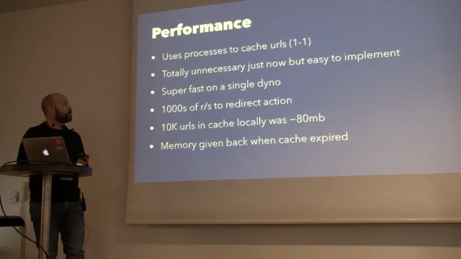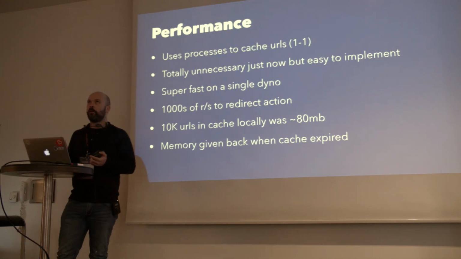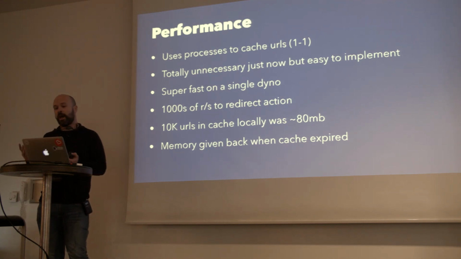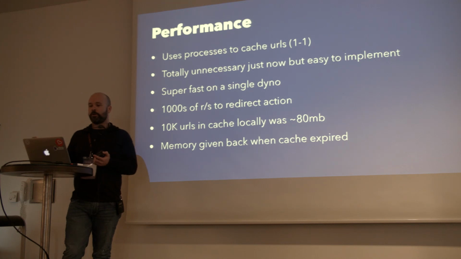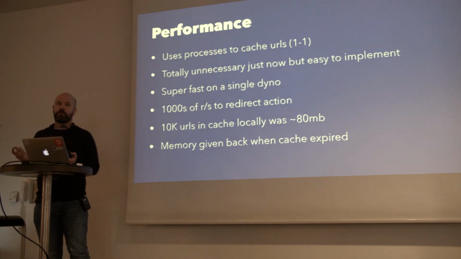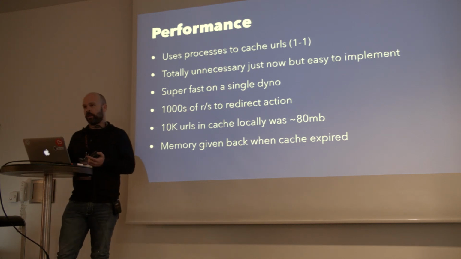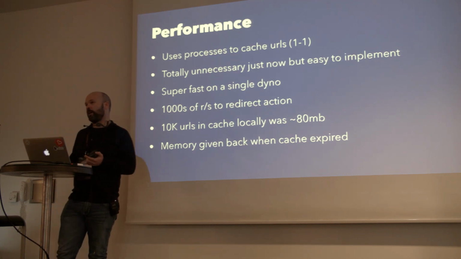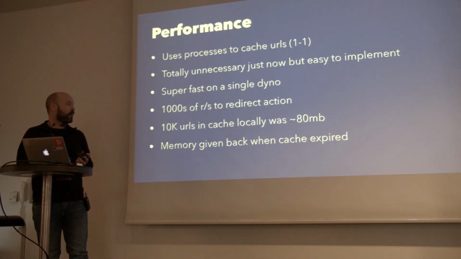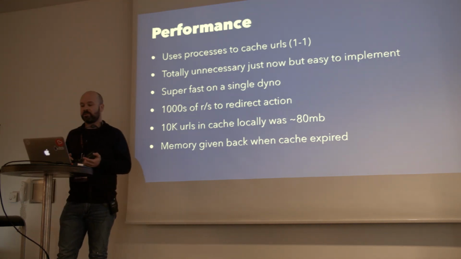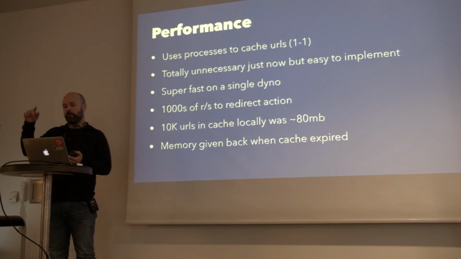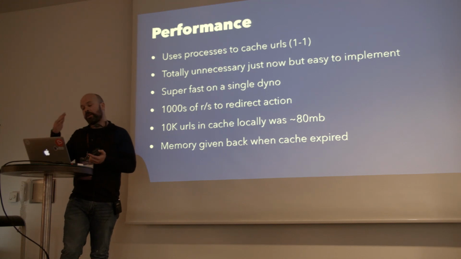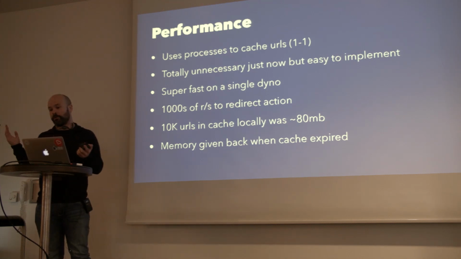Performance: I'd read the Erlang and OTP in Action book by Manning, and one of the things they do is use a process to cache. So when you look up a URL in this thing with a short code, it starts a process that will live for 5 minutes, and next time you look it up, it'll avoid that database hit. So totally unnecessary, but pretty easy to implement. It's really fast on a single dyno. At home on my home internet, I got thousands of requests a second. When I tried it out locally using Observer, I could cache 10,000 URLs, and the processes were about 80 megs. And when the cache expired, when all those processes died, the memory was given back, so fantastic.